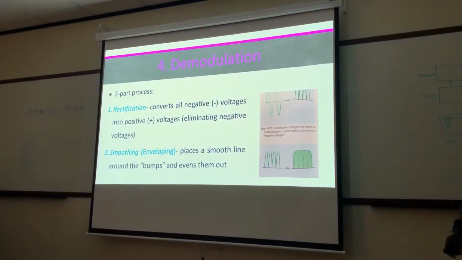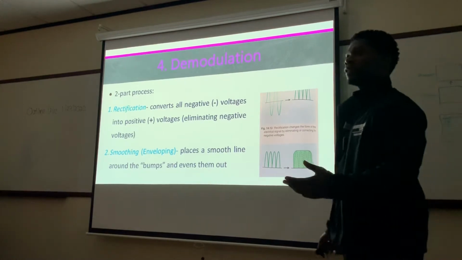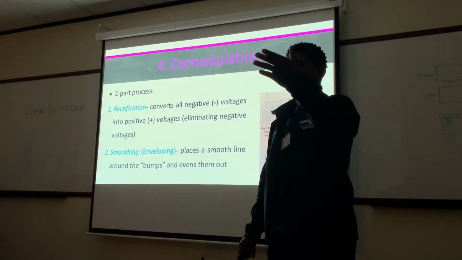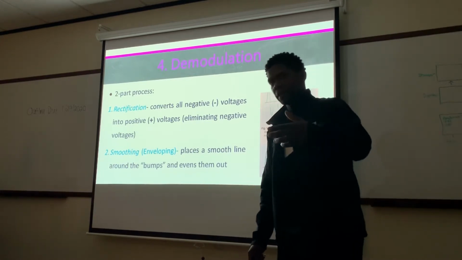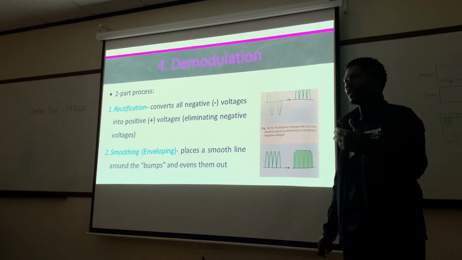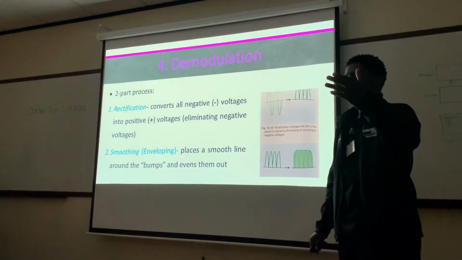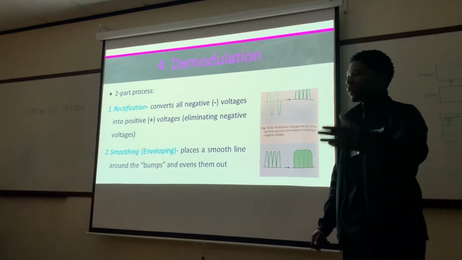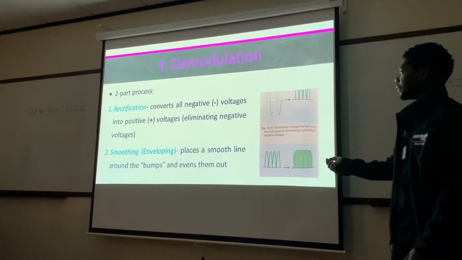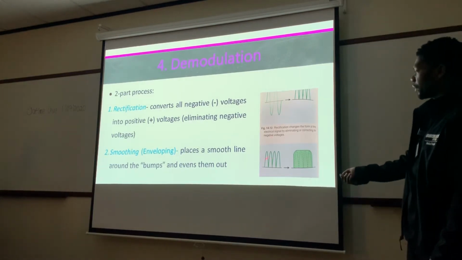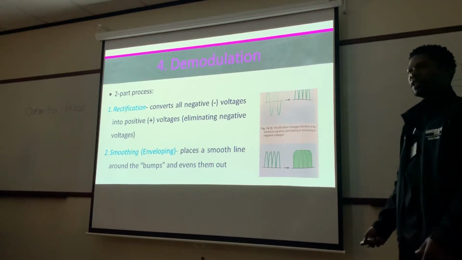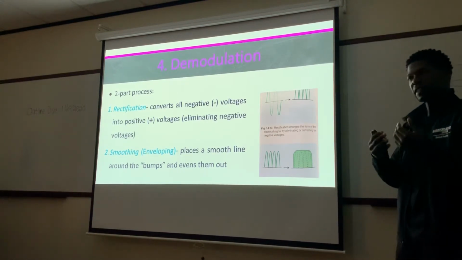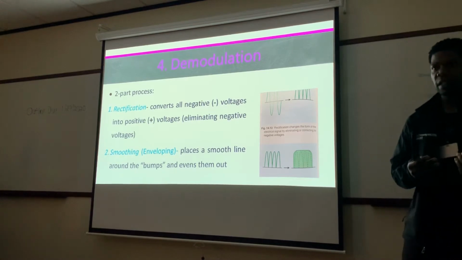Two-part process, guys. Rectification is going to be taking all the negative signals and turning them into positive signals. So on our spectral analysis, it's basically just flipping our negative signals into positive signals. So now we have all positive signals. But within those positive signals, my image cut off, you can see right here, we still have gaps where there's still variances as far as the amplitude goes within those signals.